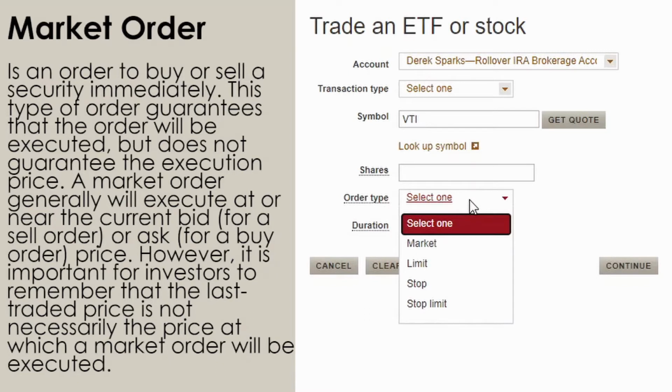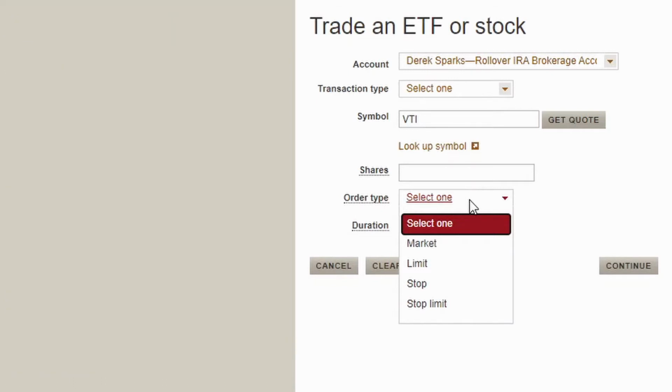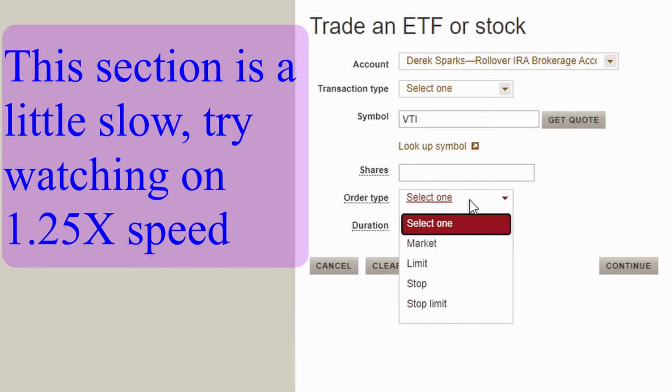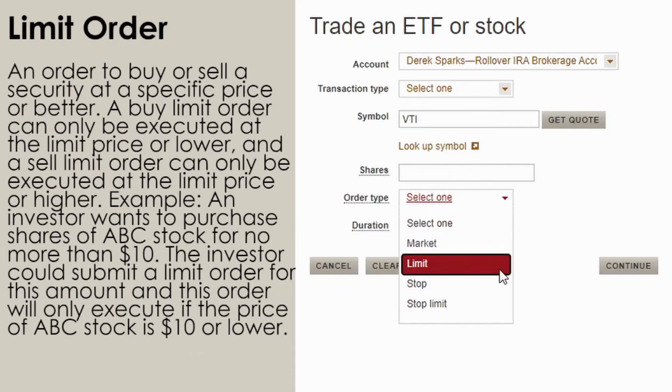This type of order guarantees that the order will be executed, but does not guarantee the execution price. A market order generally will execute at or near the current bid for a sell order or ask for a buy order price. However, it is important for you as an investor to remember that the last traded price is not necessarily the price at which a market order will be executed. So these ones I highly discourage placing after hours, meaning when the market's closed. If you're going to be doing that, I would recommend you just do a limit order, which we'll get into next. If the market's trading, then you could do a market order to get closer to what you actually see the price at.